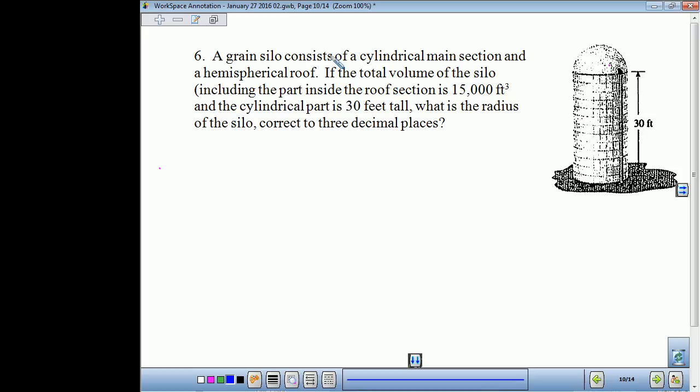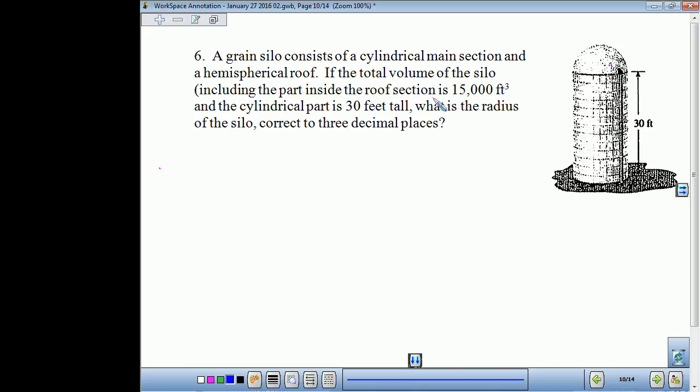Here's a picture of a silo, in case you don't know what a silo is. This silo is used to store grain. It's a cylinder with a hemisphere on top. It says the total volume of the silo is 15,000 cubic feet. And they tell us that the cylindrical part of the silo is 30 feet tall. They ask us what the radius of the silo is to 3 decimal places.